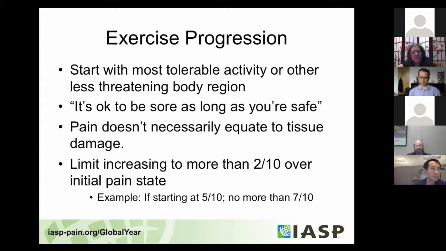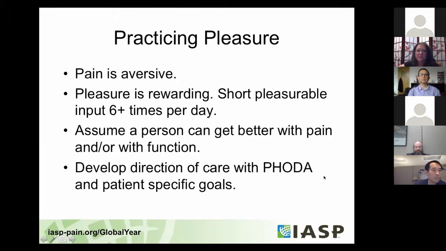We need to let people know that it's okay that they're sore and that the movement and the exercise might create muscle soreness, but that is not damaging anything and is not making them worse. We need to make sure that people know that pain doesn't mean tissue damage, but that they can continue to persist and get better. There's a rule of thumb of limiting that increase in pain to no more than 2 over 10 of the initial pain state, so that it's pushing a small load to make a difference, but not such a large load that they're going to be in pain forever. And that portion of the beginning of treatment can be challenging.